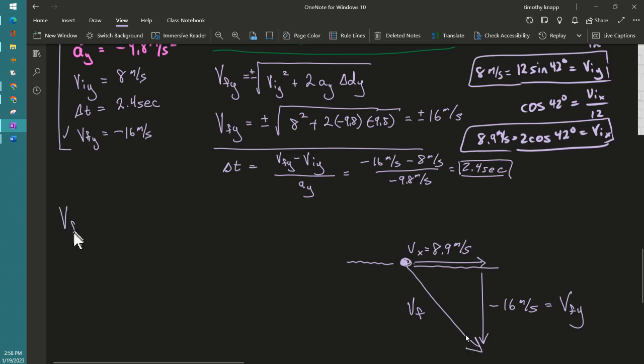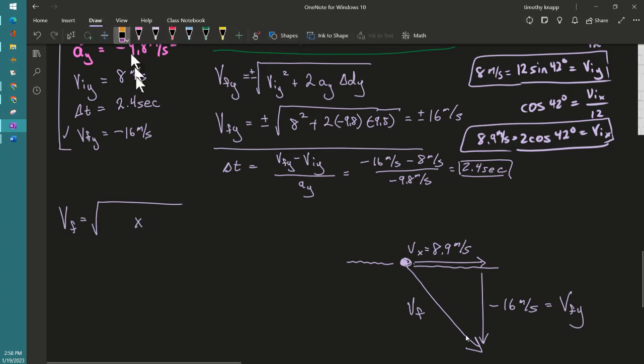So I can now say the final velocity is just the Pythagorean theorem using these horizontal and vertical components, okay? So I'm going to take the x component of 8.9, square it, and then I'm going to take the y component of negative 16 and square it, okay? Note that if I square a negative 16, it's going to be positive. So I generally just elect to not write the negative, knowing that it's going to be positive anyway.